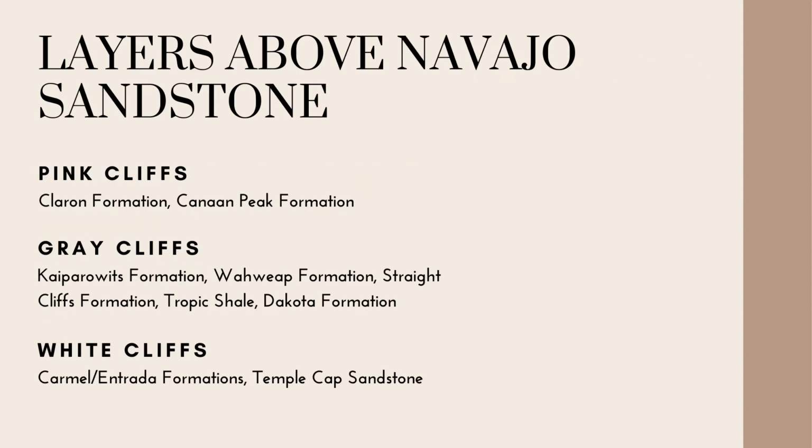Layers above the Navajo sandstone. Although there are many layers of rock above the Navajo sandstone, it is generally considered to be the highest meaningful layer of the Grand Staircase. Now, for honorable mentions, above the Navajo sandstone layer, we are presented the Pink Cliffs, Gray Cliffs, and White Cliffs. The Pink Cliffs feature the Claron Formation and Cannonville Peak Formation. The Gray Cliffs have the Kaiparowits Formation, Wahweap Formation, Straight Cliffs Formation, Tropic Shale, and Dakota Formation. Below, the White Cliffs feature the Carmel and Entrada Formations and the Temple Cap Sandstone.